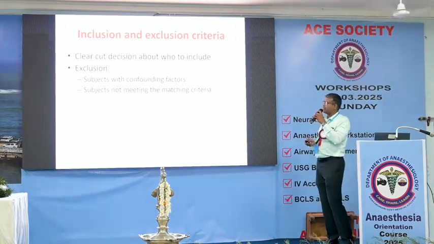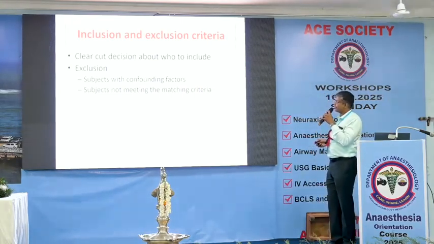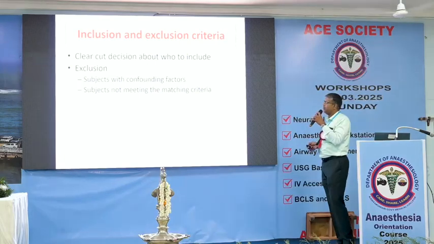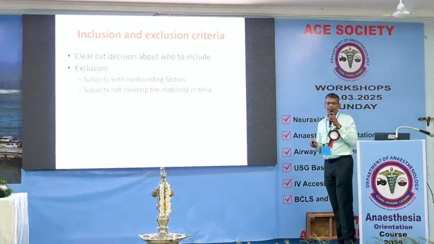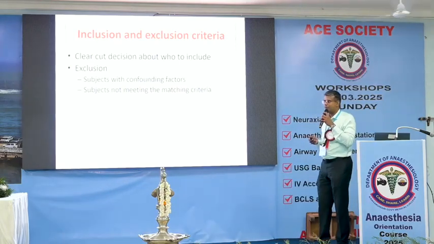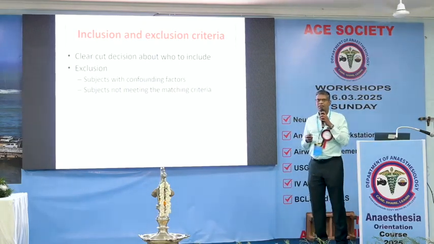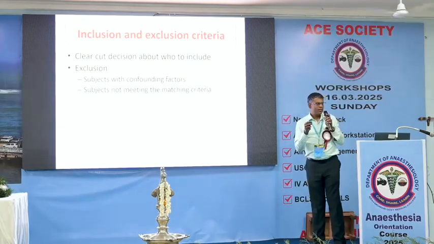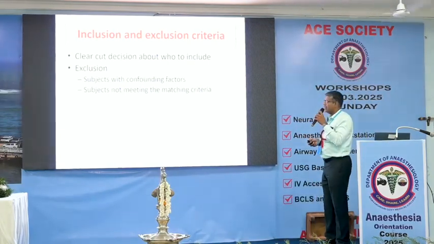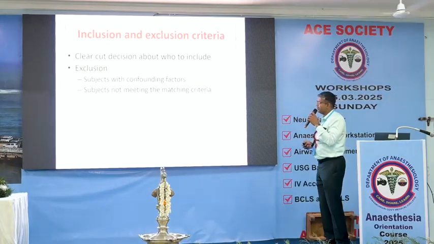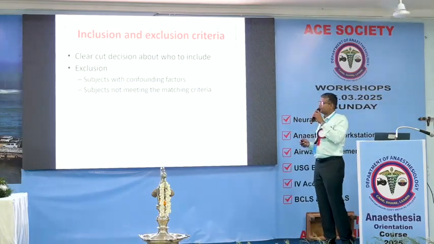Then we have the inclusion and exclusion criteria. There has to be a clear-cut decision as to whom to include. And once you include them, certain patients can have some confounding factors. For example, you are doing a study on blood pressure. Hypertensive and hypotensive patients can affect your study, so you have to remove them from the study. So you can exclude them. Likewise, some of them who don't meet the matching criteria can also be excluded.